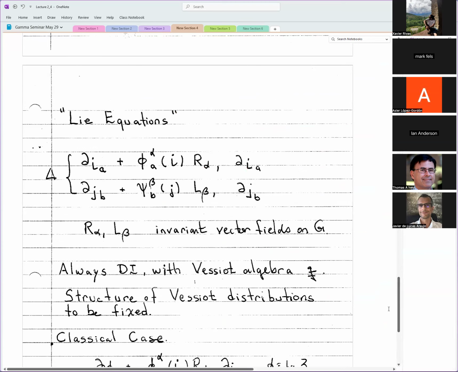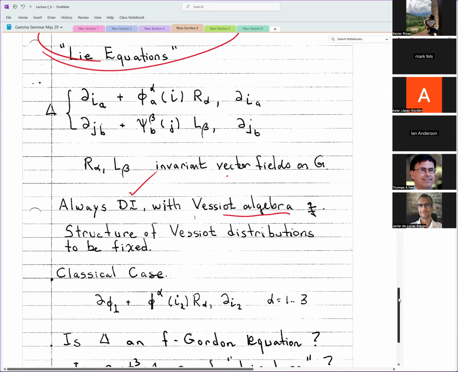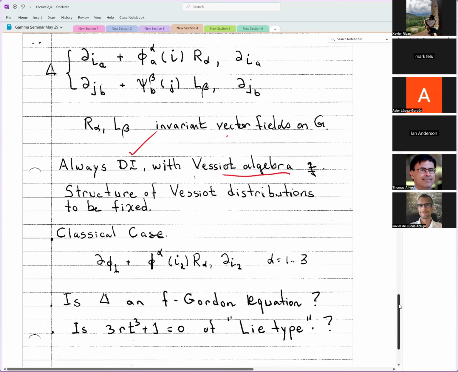Right, we'll stop. In conclusion, let me come back for a quick minute to Lie equations. The advantage of this approach, where you pick the left and right invariant vector fields on a group, is that you always instantly get a DE system with prescribed Vessiot algebra. What you don't know when you take this point of view is what the Vessiot distributions are. In the classical case, they're always contact, but in general, they might not be.